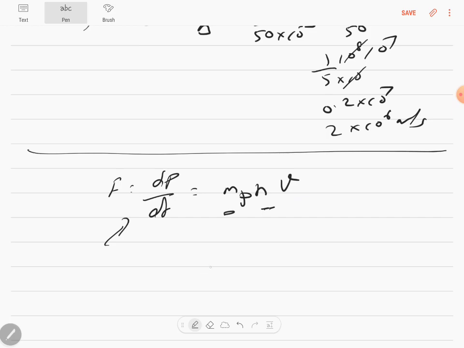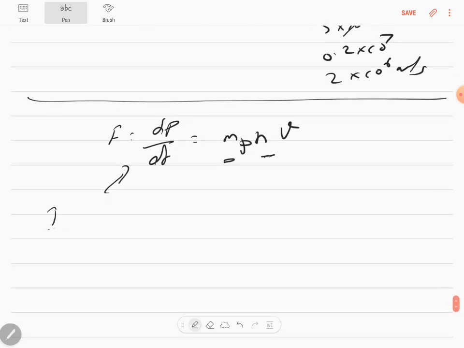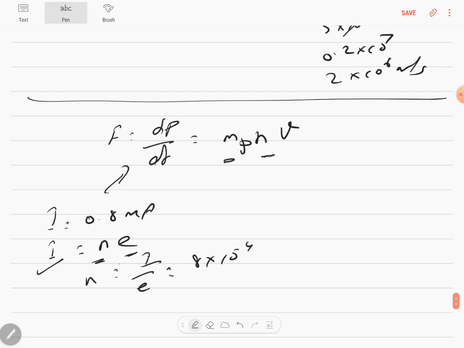It's not been given, but they have given the current. Current is 0.8 milliamps. And you know I is equal to n into e. The total, so n into e is equal to I. So if you know the current, you can find n, I by e. So 8 into 10 to the power minus 4 by 1.6 into 10 to the power minus 19 will give you n. That n has to go here. Mass of the proton, you know, is 1.6 into 10 to the power minus 27. You know the velocity. This is about the force.